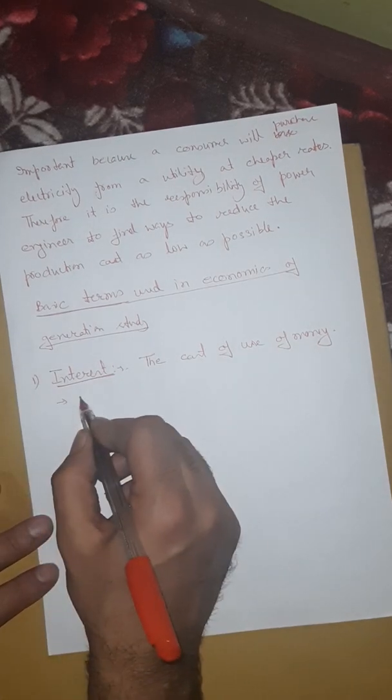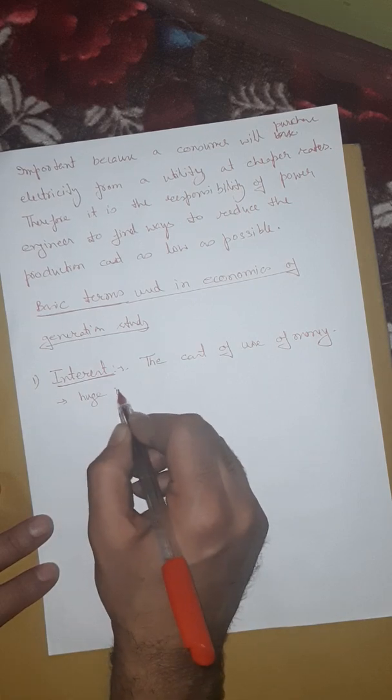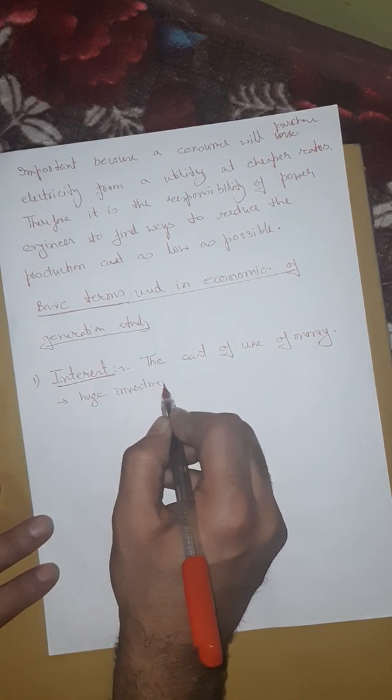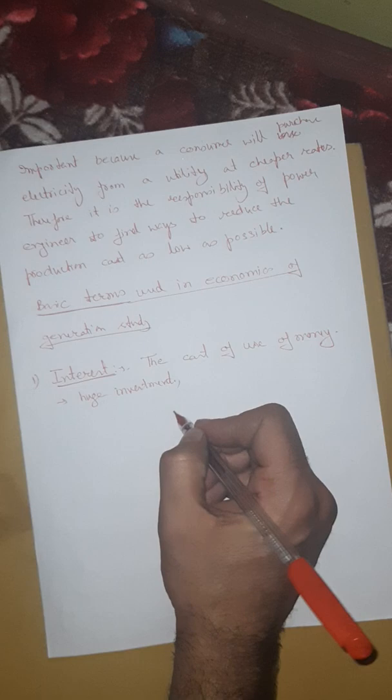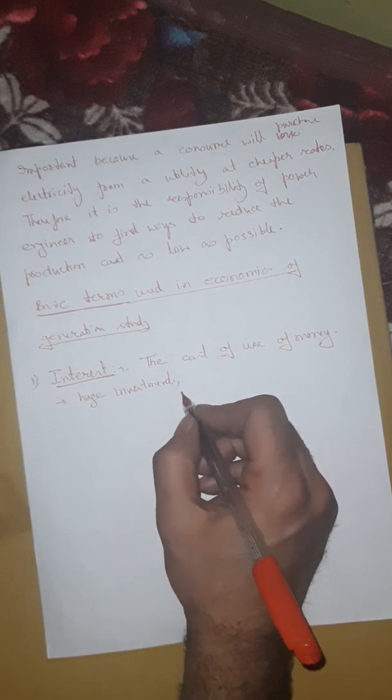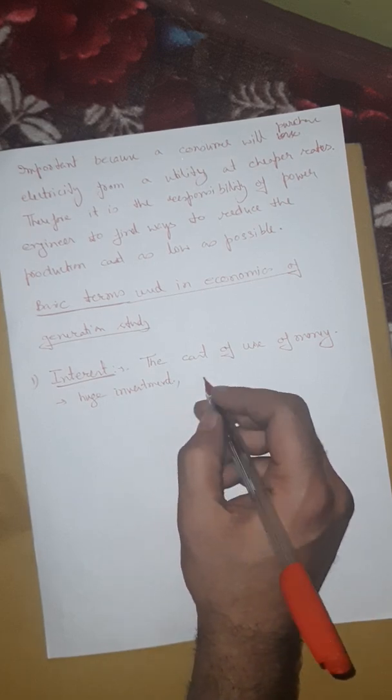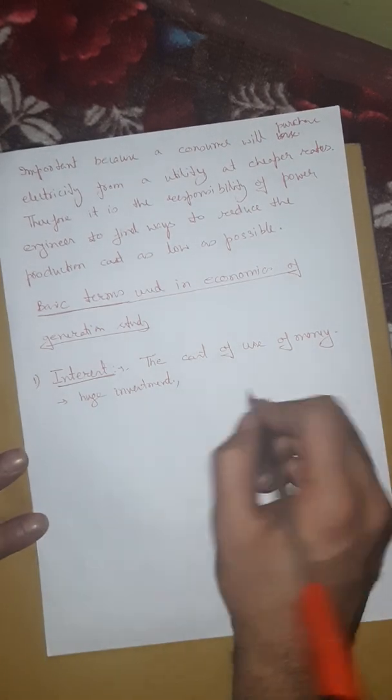I already told you that for constructing power plants, huge investment is required. Like the Baglihar hydroelectric project phase 1, where near about 5,500 crore was the investment. So this huge investment is required, and what companies do is borrow money from banks and other financial institutions.